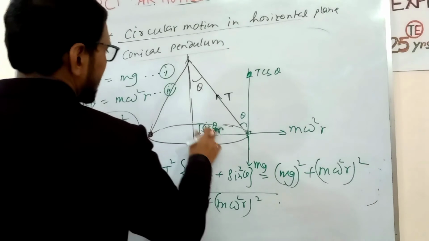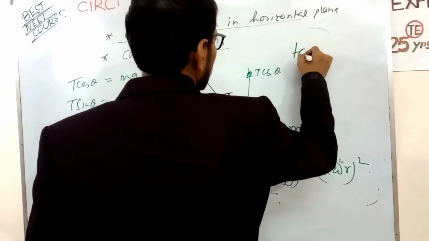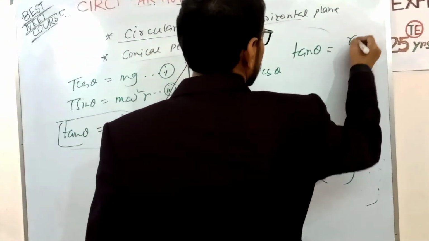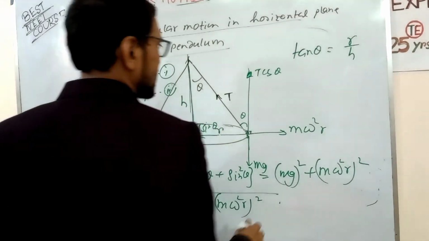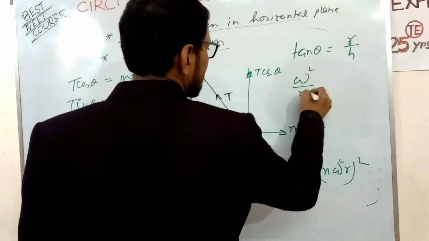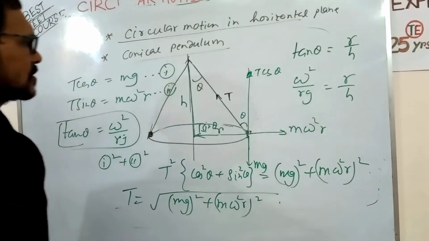Now what is the relation between r and h? We get tan theta equal to r by h, perpendicular r by h, this by this, and tan theta equal to omega square r by g equal to r by h.